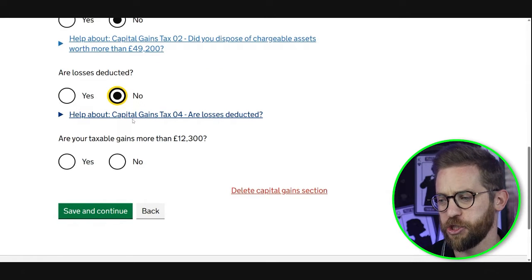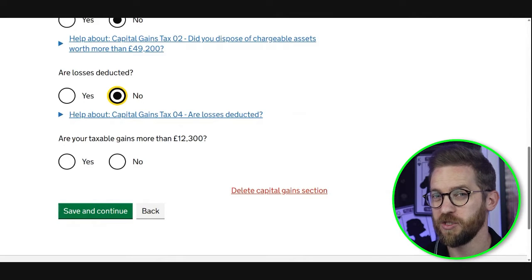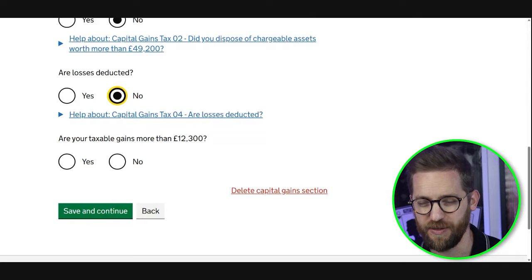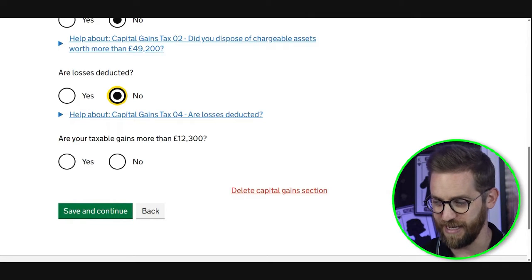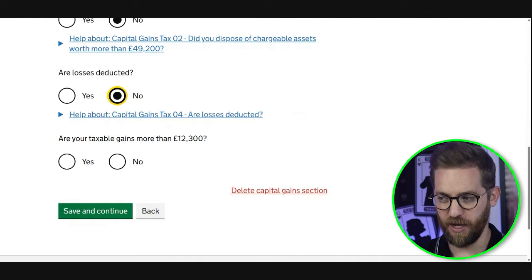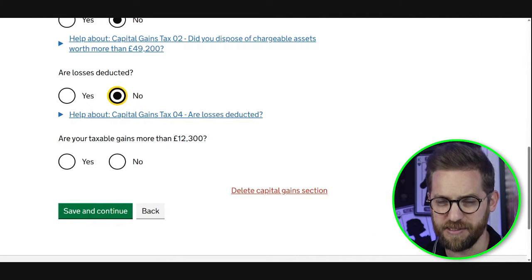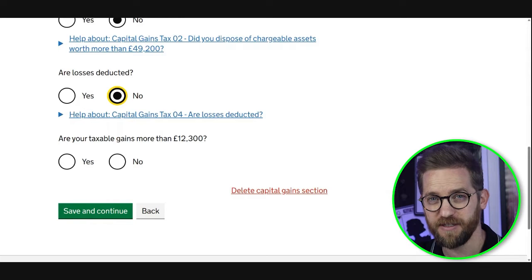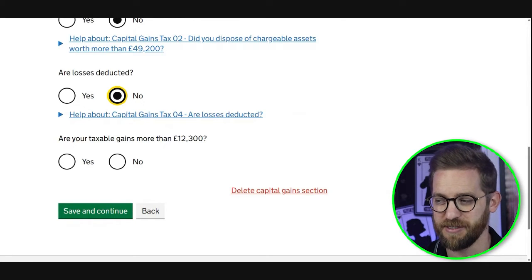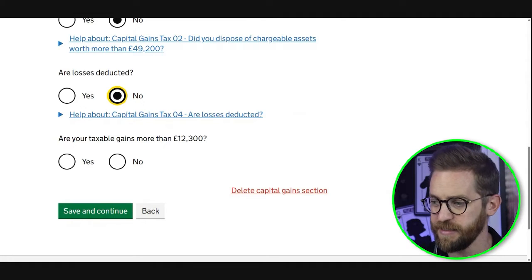And then the last question, are your taxable gains more than £12,300? £12,300, that is the threshold for capital gains, or the tax-free allowance for capital gains, in the 22-23 tax year, which is the one that I'm completing. In the following tax year, that will drop down to about £6,000. In the tax year after, down to about £3,000 again. So your capital gains tax allowance is really getting hit over the next couple of years. But that's why they're asking this question here.